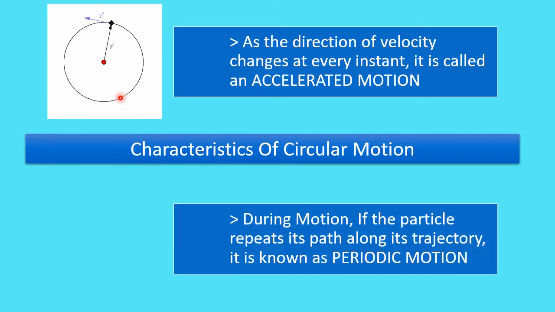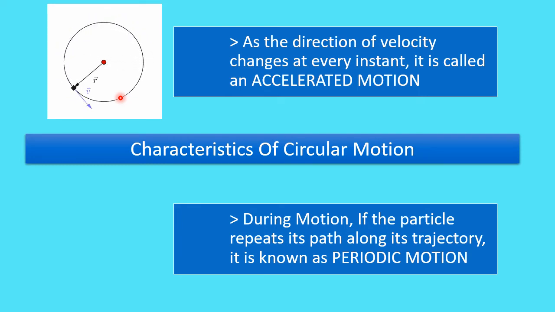Circular motion is periodic motion also. What is periodic? Periodic means which repeats after equal intervals of time. So if it is moving at the same speed, obviously it will take the same amount of time to complete one round around the circle. So when the time period is the same, it is called periodic motion.